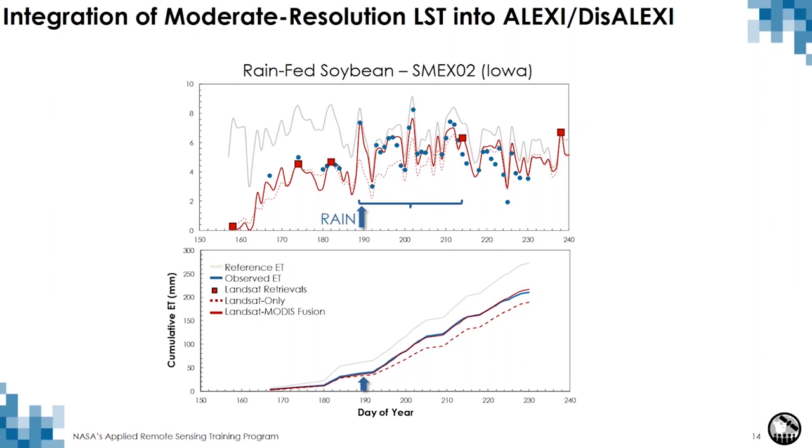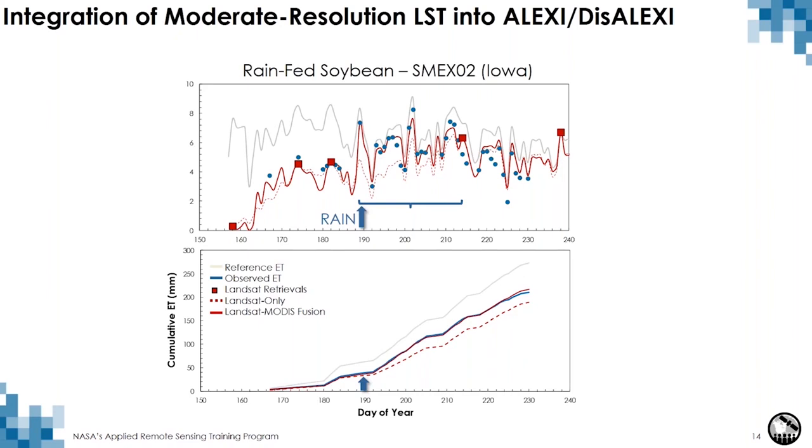And without this kind of data fusion of fusing some of the moderate resolution information, as you saw, there were a number of rain events in between those two Landsat overpass days. And that red dotted line is essentially what the ET would have been if we had just not used the MODIS information in between the Landsat overpass days. And then that dark red line was the fusion. And the blue dots are essentially the observations. So you see the data fusion really was able to capture these rain events in between Landsat overpass days.